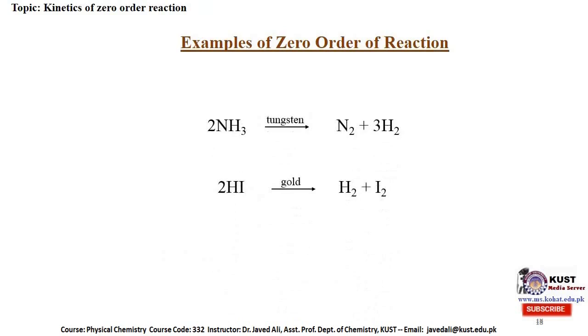Example of zero-order kinetics. Decomposition of ammonia to nitrogen and hydrogen is an example of zero-order kinetics. It doesn't depend on ammonia concentration, but only depends on rate constant and time. Similarly, decomposition of hydrogen iodide to hydrogen and iodine gases is also an example of zero-order kinetics.